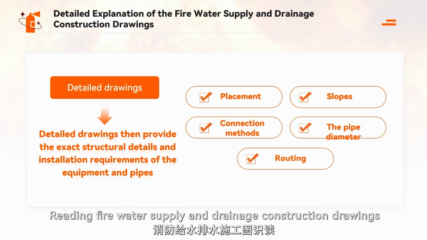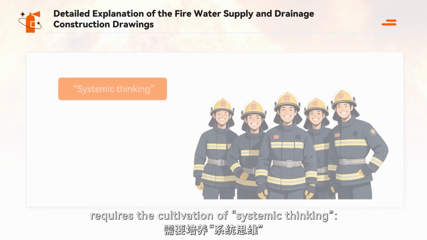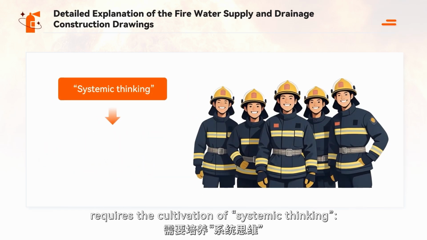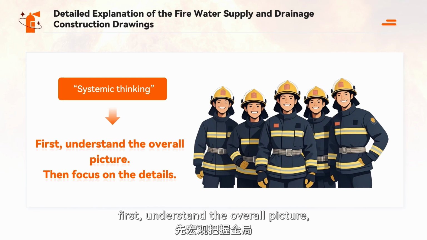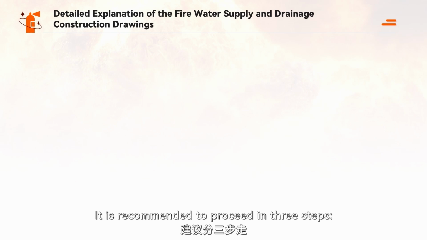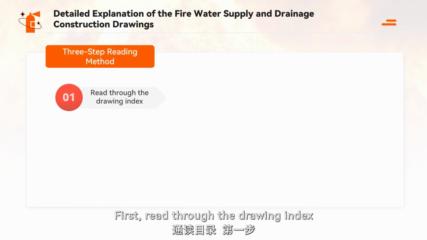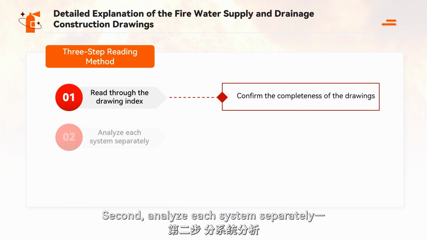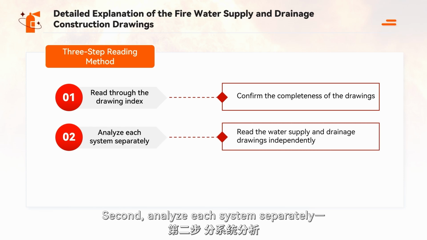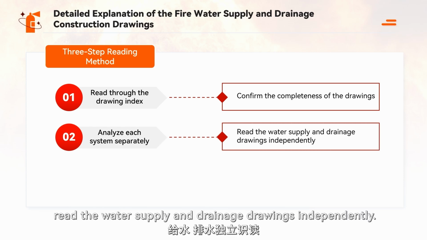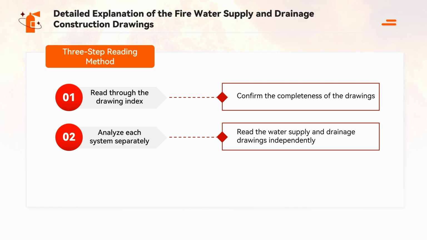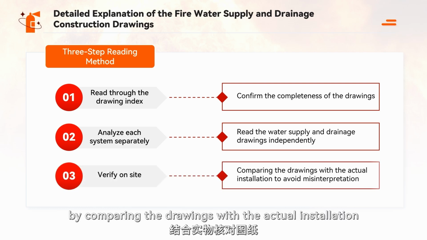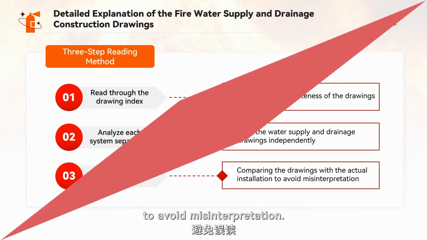Reading fire water supply and drainage construction drawings requires the cultivation of systemic thinking. First, understand the overall picture, then focus on the details. It is recommended to proceed in 3 steps. First, read through the drawing index to confirm the completeness of the drawings. Second, analyze each system separately. Read the water supply and drainage drawings independently. Third, verify on-site by comparing the drawings with the actual installation to avoid misinterpretation.